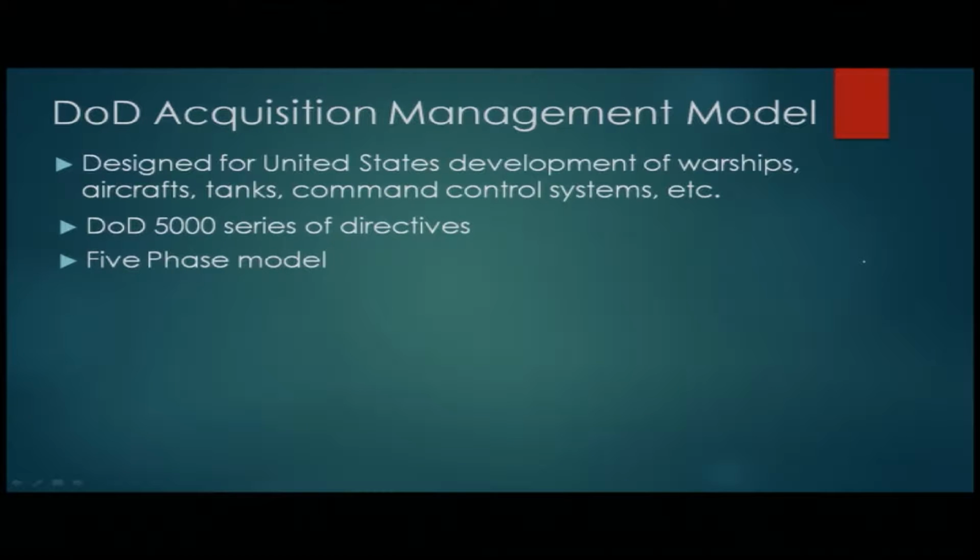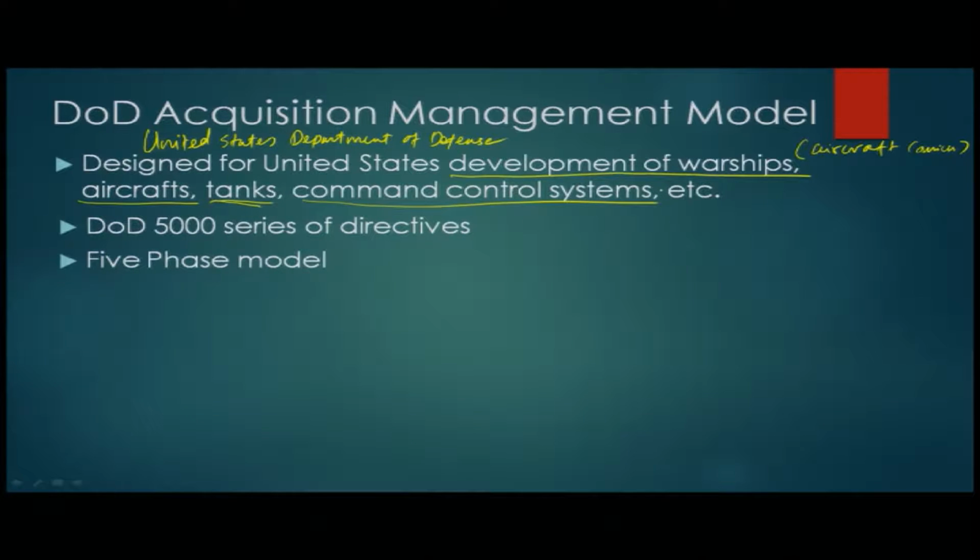So, the first one we are going to talk about is the DOD acquisition management model. As I said earlier, this is the United States Department of Defense acquisition management model. It is designed for the United States, because the United States has been involved in the development of big complex systems like warships, in this case aircraft carriers or super carriers, complex aircraft, tanks like the M1A1 Abrams, command and control systems. In all these aspects the United States has been at the forefront of military might.